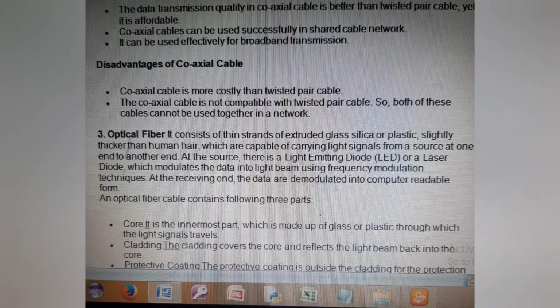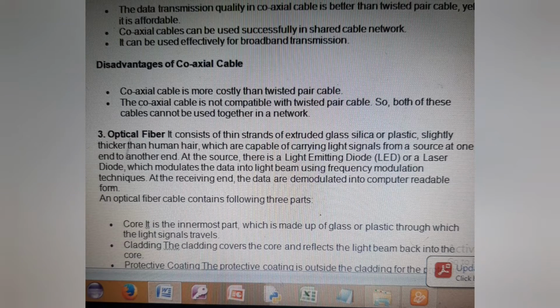Now this optical fiber is very, very delicate. It can also break. So that is why it is put underground, so that it is free from any type of pollution and all, and it does not break. At the source there is a light emitting diode or a laser diode which modulates the data into light beams. So the main task of it is to receive the data, convert it into light beams by modulating it, using frequency modulation techniques, and after that at the receiving end it is again demodulated into the normal computer readable signals.